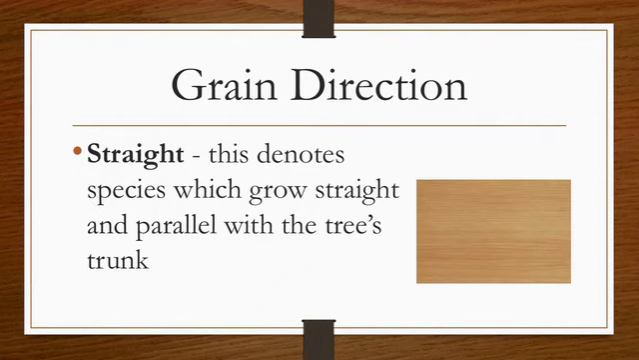So let's talk about the straight grain direction. This denotes species which grow straight and parallel with the tree's trunk. So you're talking about cells that grow parallel with the direction of the tree's trunk.